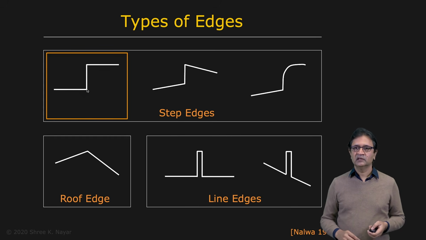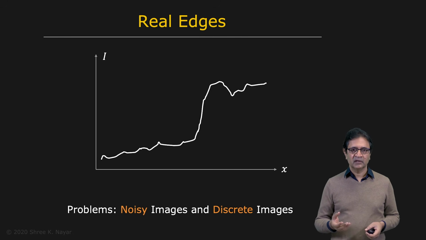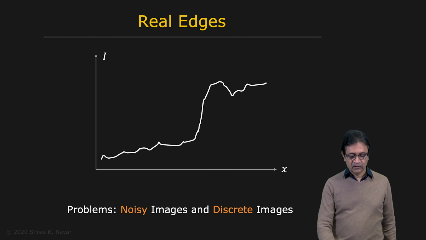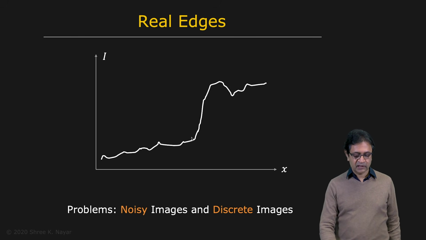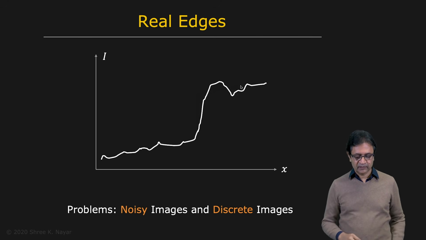Unfortunately for us, they tend to look like this because images are noisy. And then there's the sampling that takes place in the image. There's also quantization and other effects. So edges can actually look quite a bit different from the ideal step function, but we need to be able to still robustly detect them.